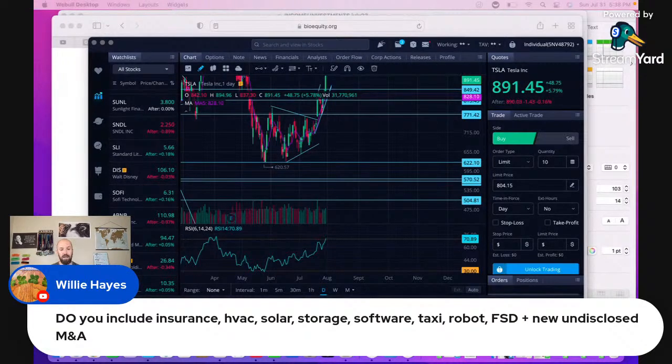Yeah, so in my valuation model, I don't have HVAC in there yet. I've got a little bit of solar and storage. Software is minimal. Robo taxis are minimal. I start that in 2025. FSD I start in 2024. And then M&A I've gotten there.